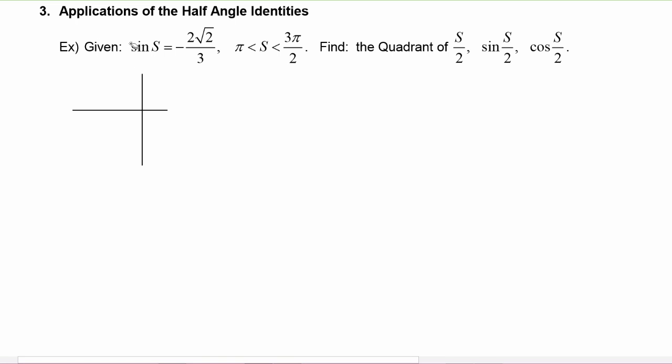In this first example, we are given that the sine of s is negative 2 root 2 over 3, and that pi is less than s is less than 3 pi over 2. So this inequality tells us that s lives in quadrant 3 between pi and 3 pi over 2. So we can draw in s there.